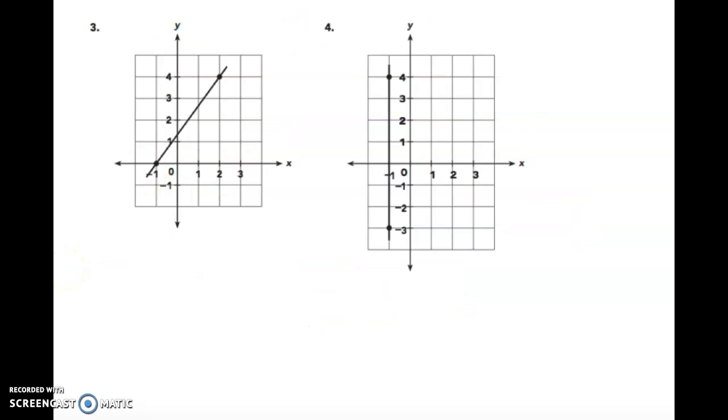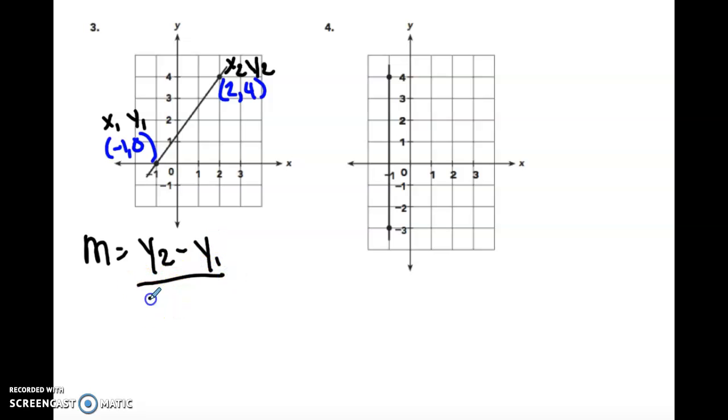Moving on to number 3, we'll label our points. This point is (2, 4). And this point is (-1, 0). So we'll label x1, y1, x2, y2. It really doesn't matter the order you label your points, the ones or the twos. It matters the x and y, of course, but the ones and twos don't matter. What I mean by that is these could have been x1, y1, and this could have been x2, y2. You're going to get the same answer.